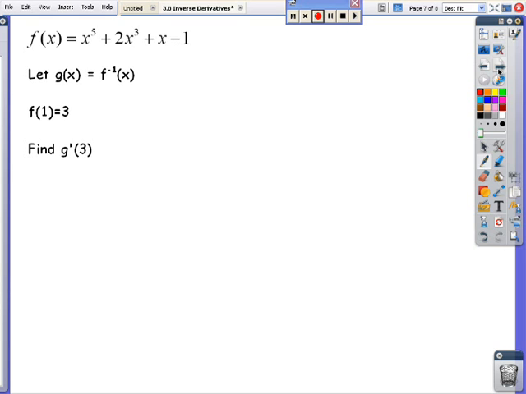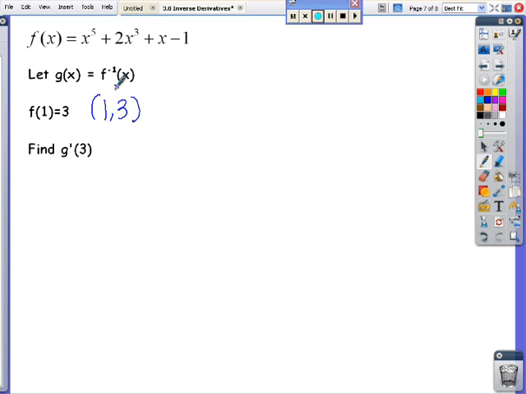Now, you could go through attempting to find the inverse function and actually finding the g function, which will take a good amount of time. Or you could use implicit differentiation, and that would actually work. Again, taking a lot of time. But if you use the rule that we were looking at, I know that 1 comma 3 is the point on f. That means that 3 comma 1 is the point on g.